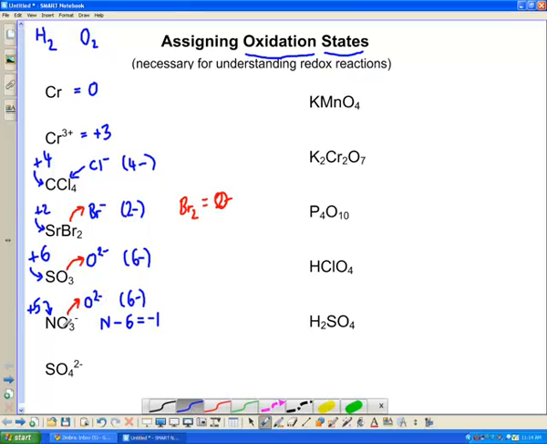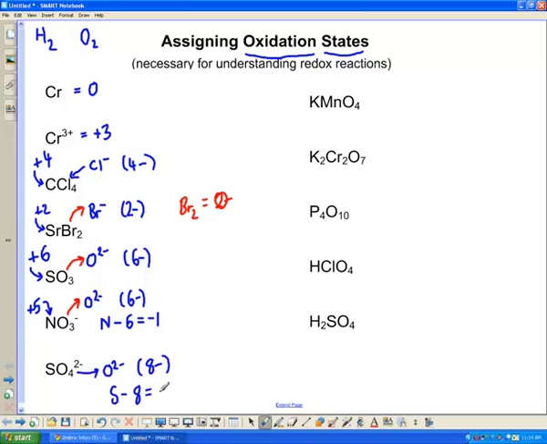Alright, let's go down to the next one. Sulfate. Kind of similar to SO3, except there's 1 extra oxygen. This time there's 4 oxygens, each of which has the charge of 2-, giving us a total negative charge of 8-. And so the charge on sulfur minus 8 for the 4 oxygens gives us a total charge of 2-. So once again, just as the sulfur was +6 here, it's +6 here as well.